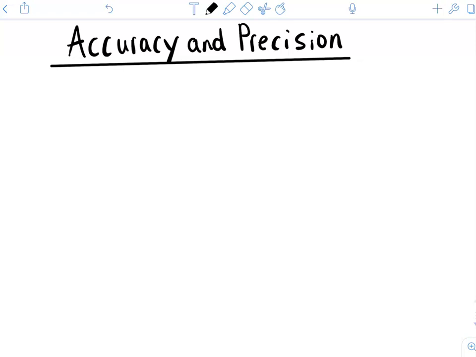Hey everyone, in this video we are going to be talking about accuracy and precision. So first off, we need to talk about what it means to be accurate and what it means to be precise.